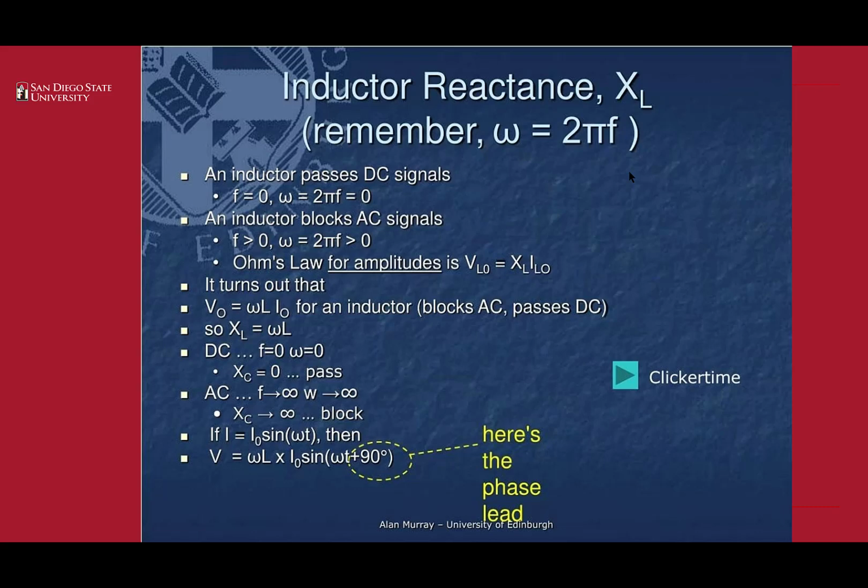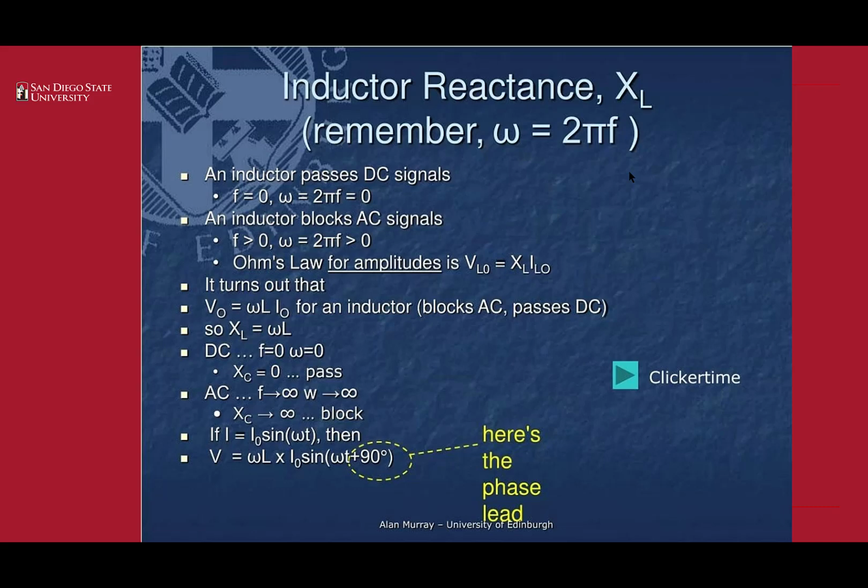Similarly, we can also take a look at the inductor reactance XL. An inductor, as opposed to the capacitor, passes DC signals where f equals 0 and omega also equals 0. But contrarily, it blocks AC signals where f is greater than 0, and by the way, omega is greater than 0 because it's 2 pi f.